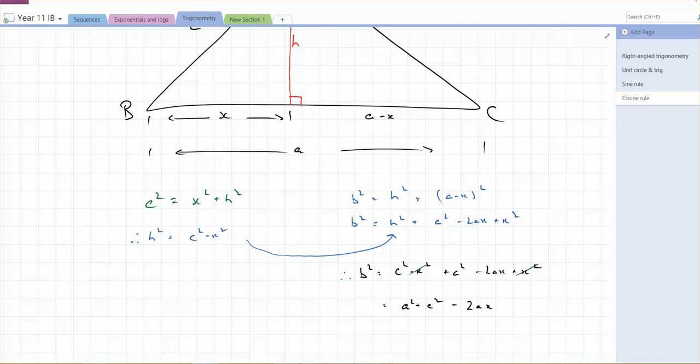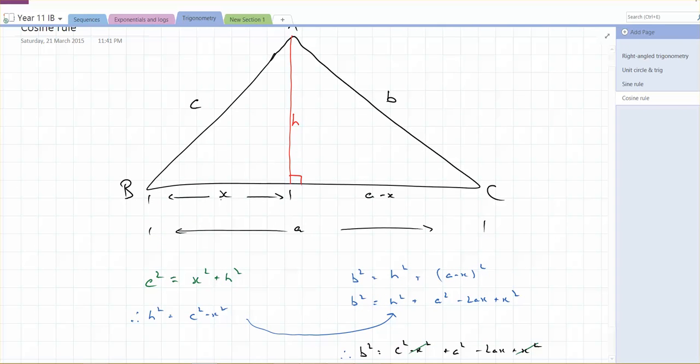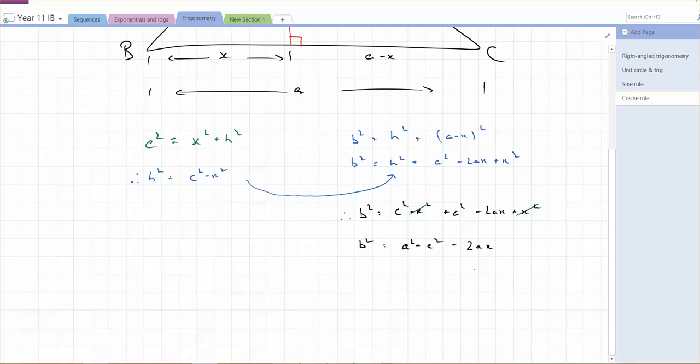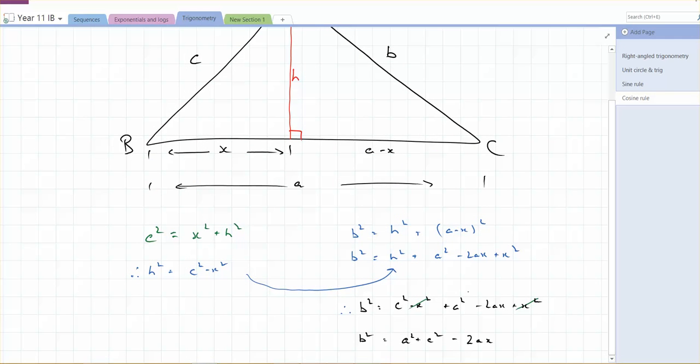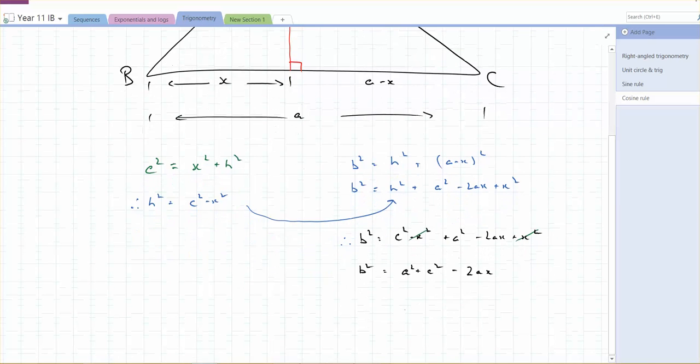That's b squared, which is great, but we're not always going to have this, are we? We're just going to have sides a, b, c. In fact, we're never going to have this. So we need to get x out of there. How can we write x in terms of, well, a's and c's ideally?